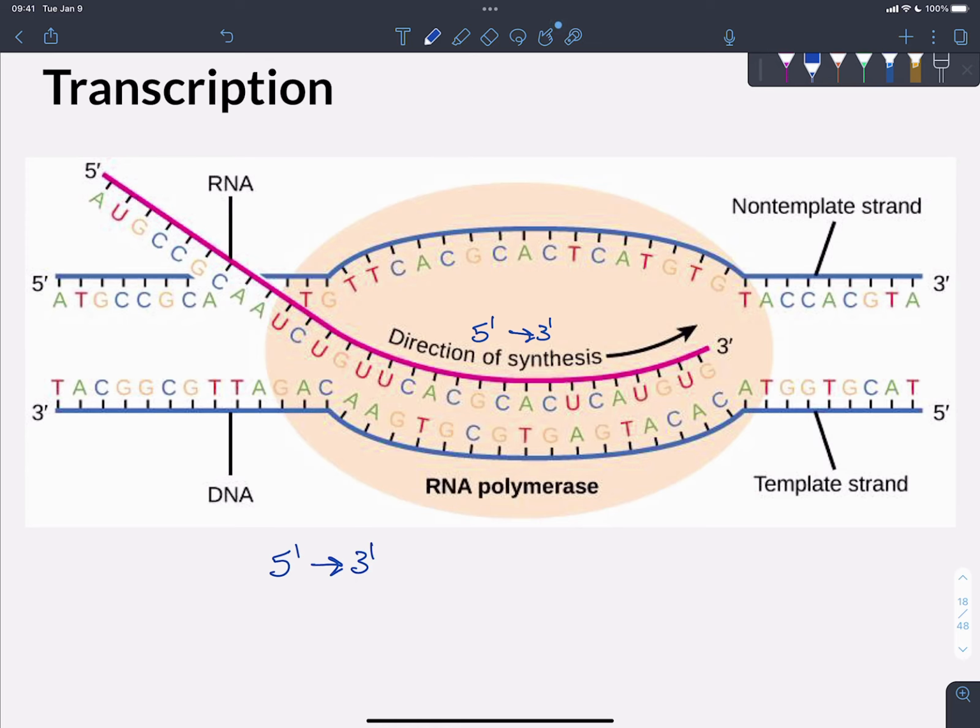So this RNA polymerase enzyme is the enzyme that does the work. It's the enzyme that uses the information in the template strand, the sequence of bases, A's and G's and C's and T's, and uses that in order to produce the new strand.